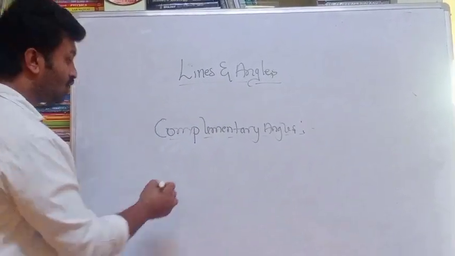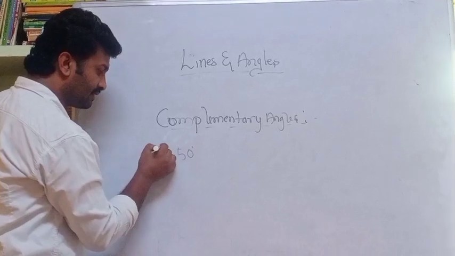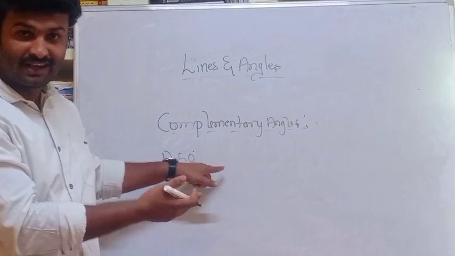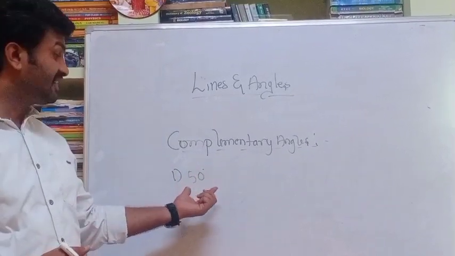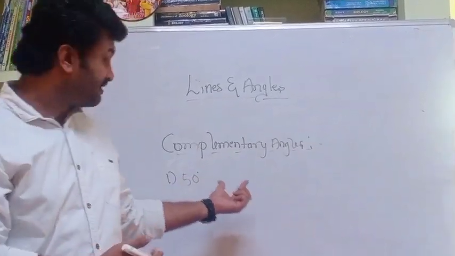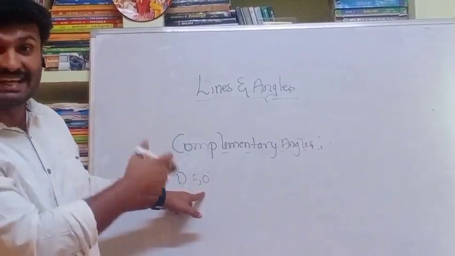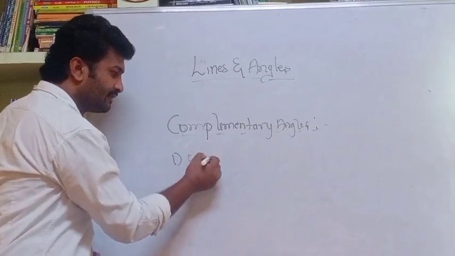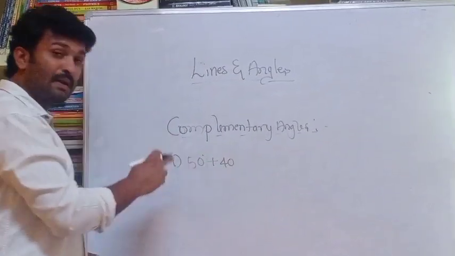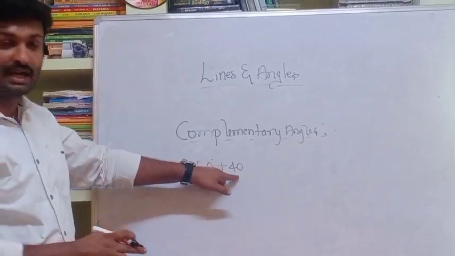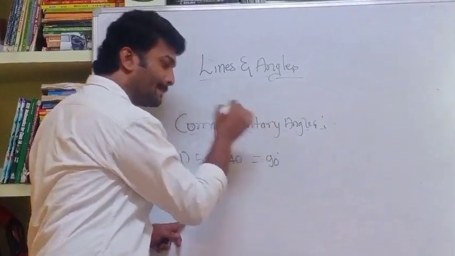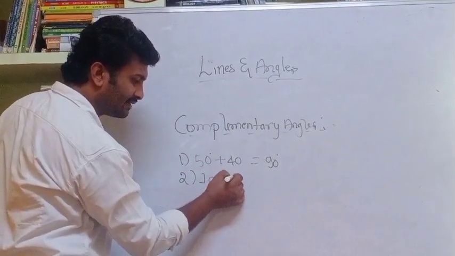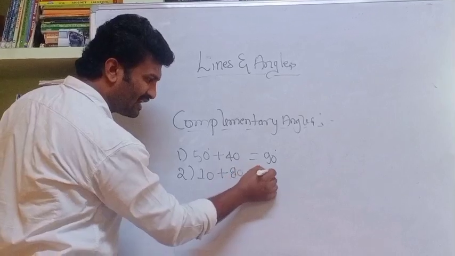Before going to the supplementary angles, let us understand. You tell me the complementary angle of 50 degrees. How much do we have to add to 50 to get 90? 50 plus 40 gives 90. The complementary angle of 50 is 40; then only it becomes 90 degrees. Then the complementary angle of 10 is how much? 80. Then only we get 90, right?